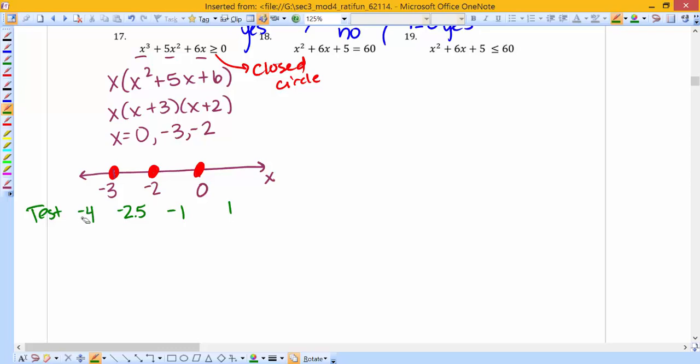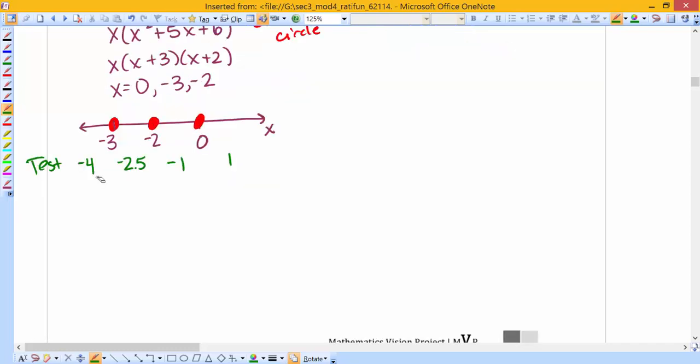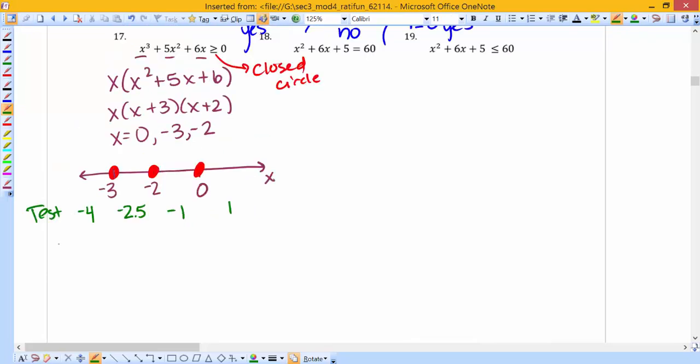I'm going to plug these back into the original inequality. So I have to do this 4 times. And I've left my calculator at school today, so you're going to have to bear with me using my phone.